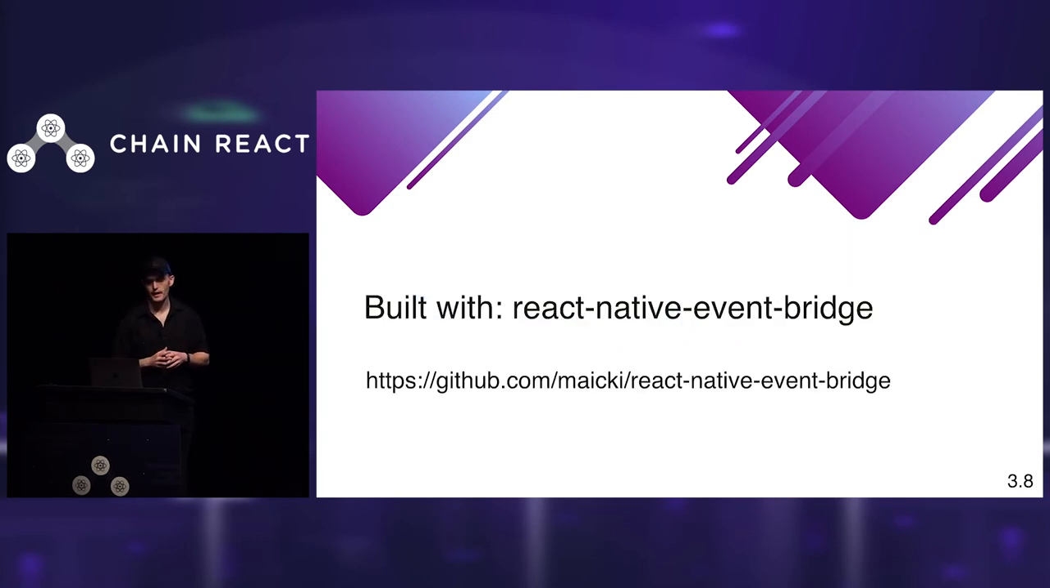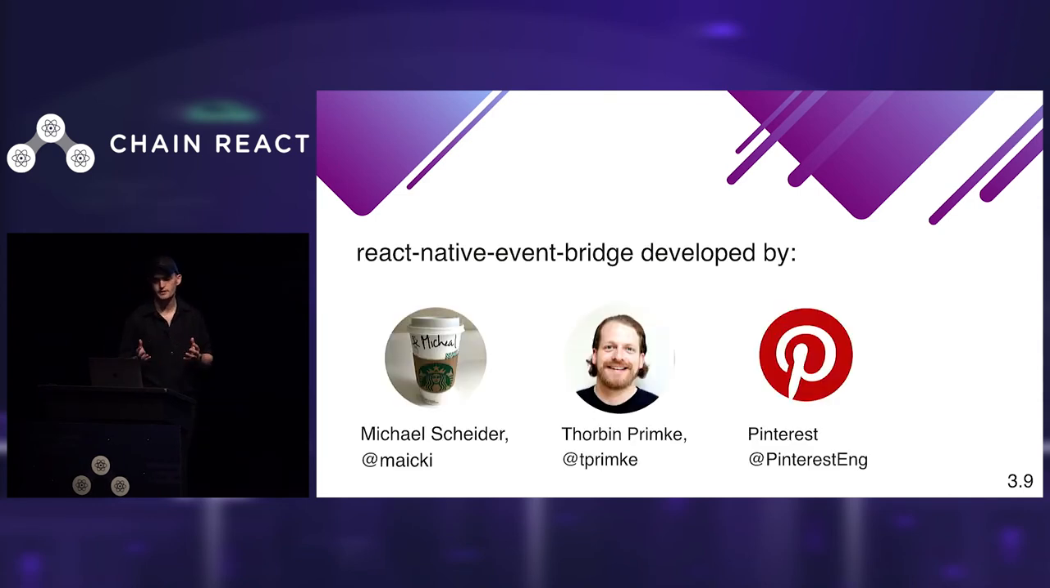Well, luckily for me, some very smart engineers from Pinterest were doing some Brownfield integration work, and they came up with a solution called React Native Event Bridge, which makes it easier to bridge React Native in the context of a Brownfield application. You can find it up here on their GitHub. It's a really good package. They're actually here today at Chain React. Torben might be a little bit easier to find than Michael. Michael doesn't, in fact, look like a disembodied Starbucks cup, but they're both awesome people. You should talk to them about Brownfield React Native at Pinterest.